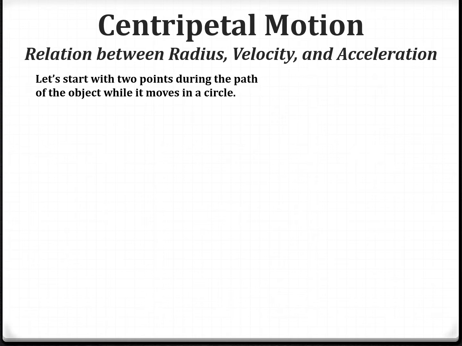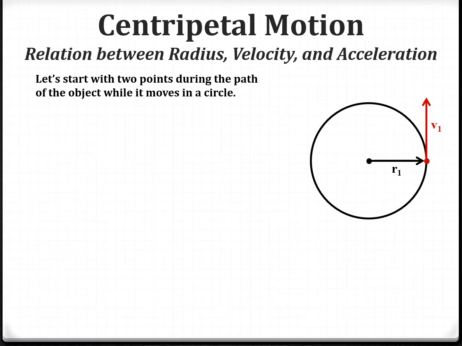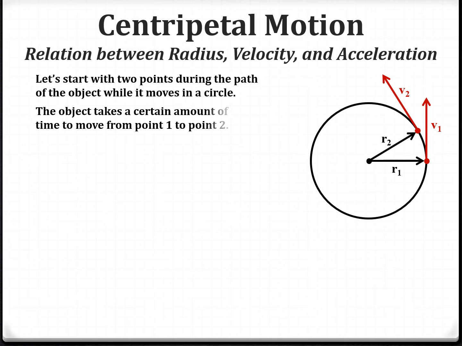All right, so let's talk about 2 points in the path because we're going to develop an equation out of this. Let's suppose we have this point right here where the radius is radius 1, velocity 1, and then it moves to position 2, just a little bit of time later. It takes a little bit of time to get from point 1 to point 2 as it's moving around in a circle.